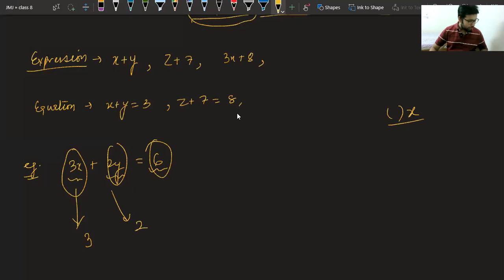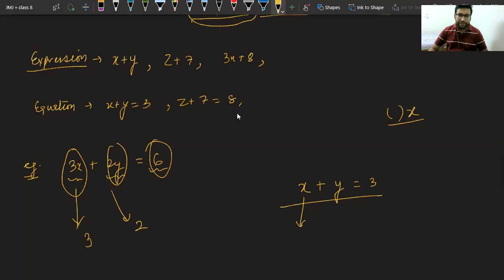Now suppose I give you x plus y equal to 3. Now tell me what is coefficient of x? Because this all we have done already. You can just write a hint of all these things. What we are doing over here. This is your classwork only. Okay. We have already done these things in chapter number 2. That is why I'm not explaining again.